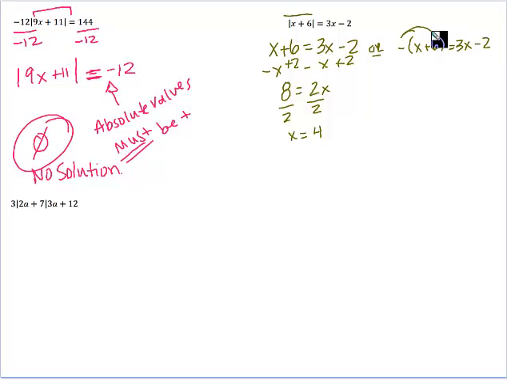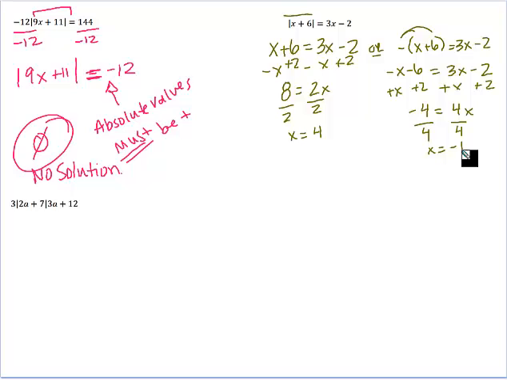Next up, you have to distribute the negative first. So negative x minus 6 is equal to 3x minus 2. So here we would add the x and add the 2. So we have negative 4 is equal to 4x. Divide by 4, so x is negative 1. Now we want to check.